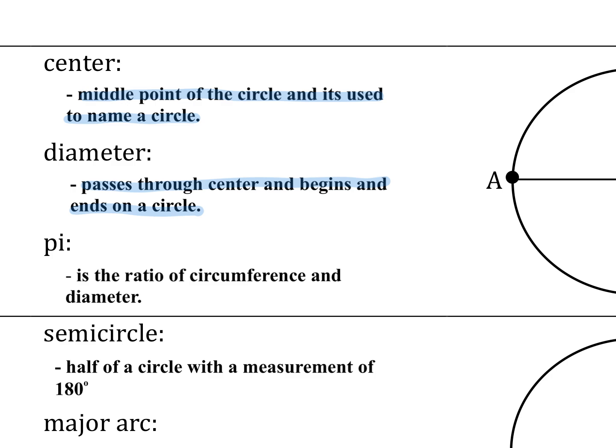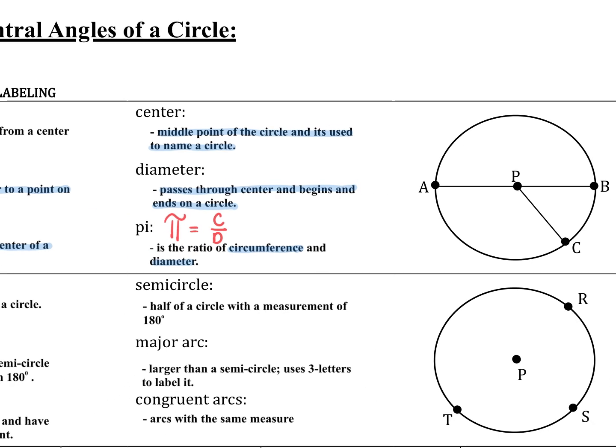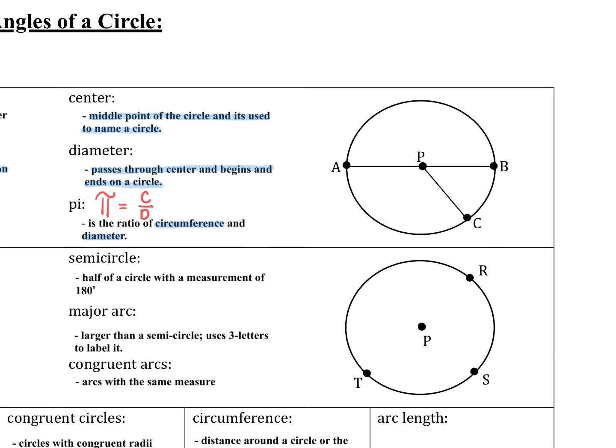Now the pi. The pi is defined as the ratio of circumference and diameter. The symbol for pi, as we know, is this one. This is going to be the pi, and it is the ratio of circumference and the diameter. So that's basically the pi.